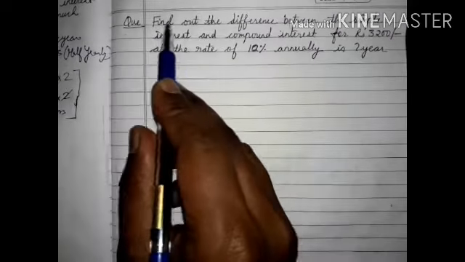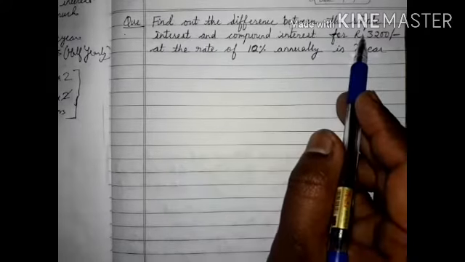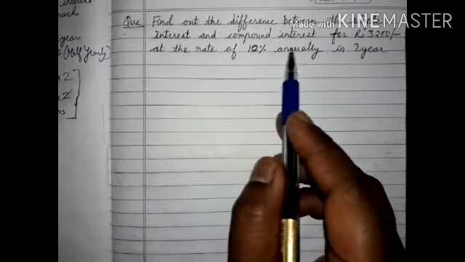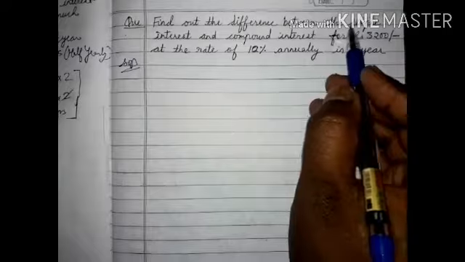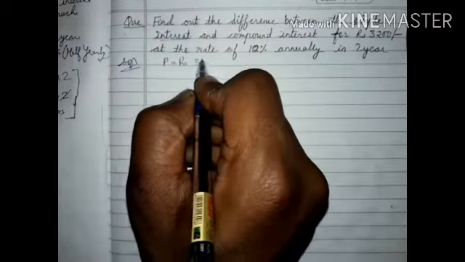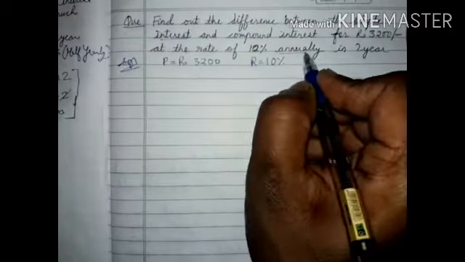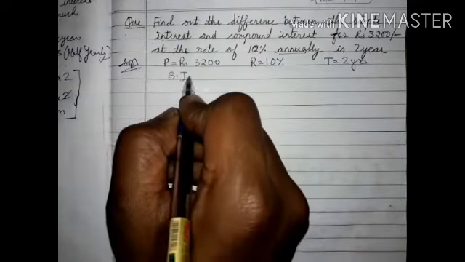Now question. Find out the difference between simple interest and compound interest for rupees 3,200 at the rate of 10% annually in 2 years. So here first we have to find the simple interest. First we have to write principal is rupees 3200, rate is equal to 10% annually, time is equal to 2 years. So we have to find the simple interest.